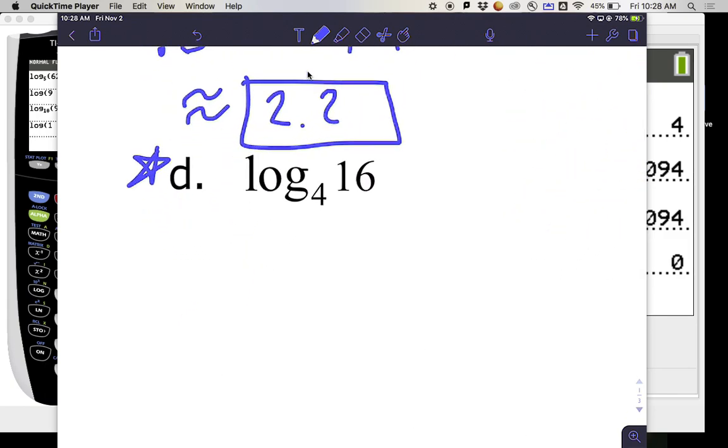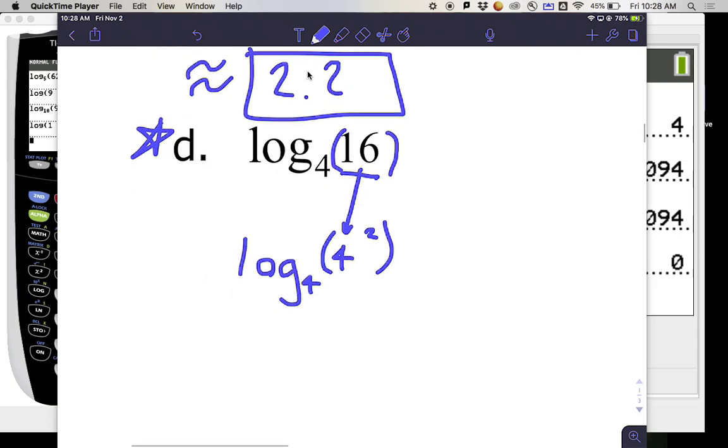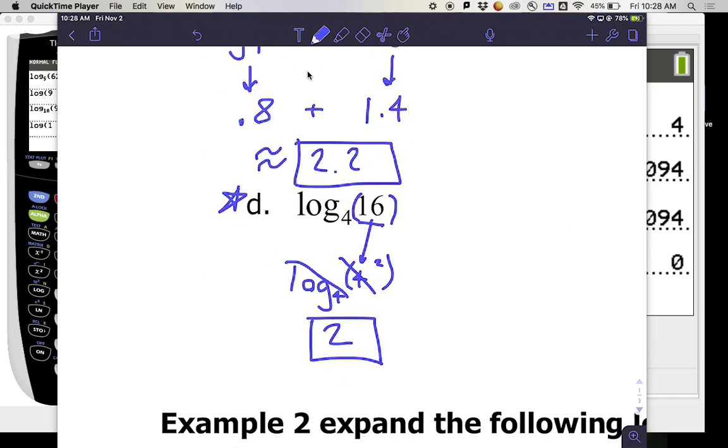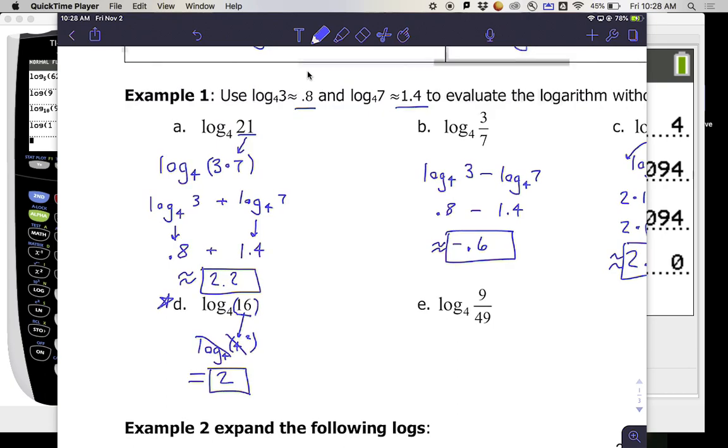But since you have 16, we can actually write that with a base of 4. We can write this as log base 4 of, I guess, 4 squared right here. 16 is the exact same thing as 4 squared. And then since you have a log with a base of the same exact number, these cancel out to just 2. So this will be exactly 2 on this one. This is actually equal here. That's not a decimal approximation. That is 2 right there. So every now and then they'll give you numbers that don't even use log base 4 of 3 or log base 4 of 7. So just kind of watch out there on those.